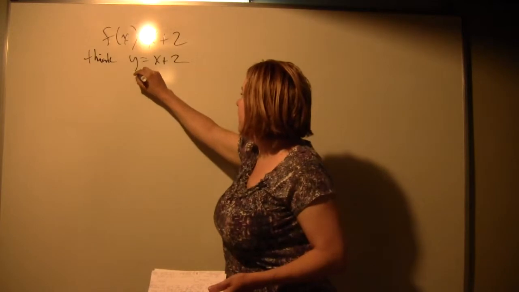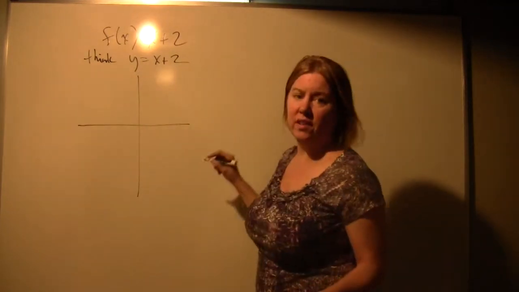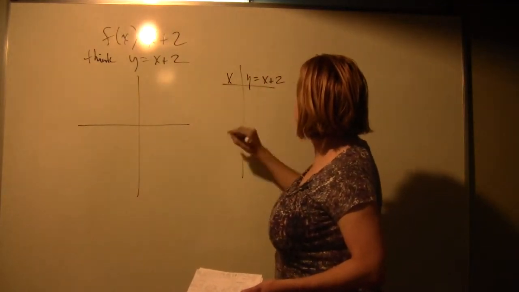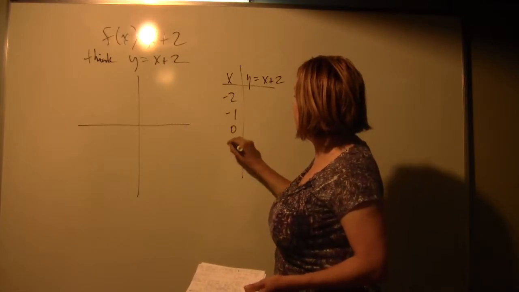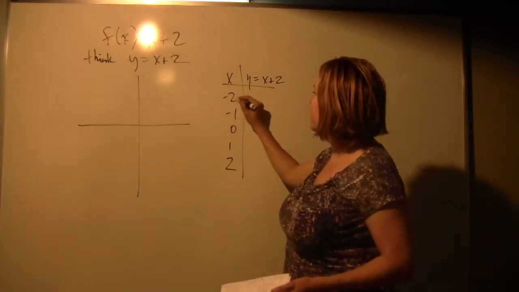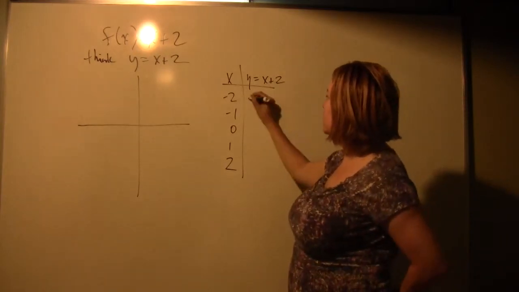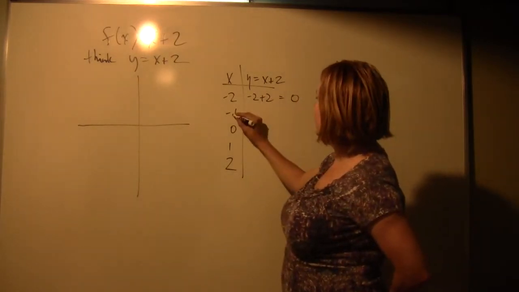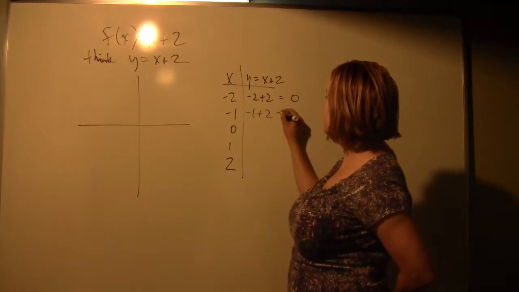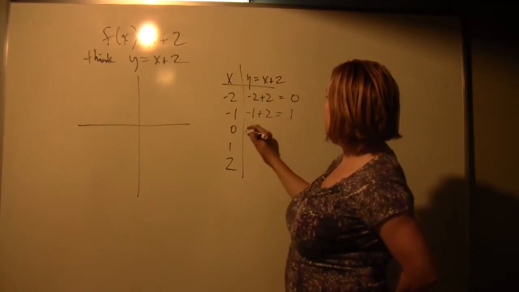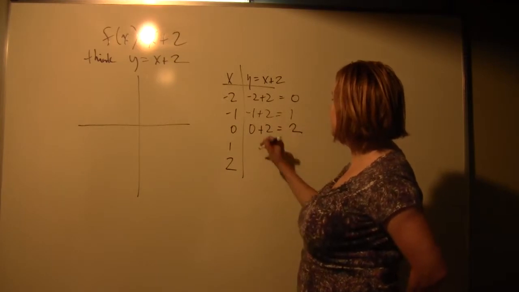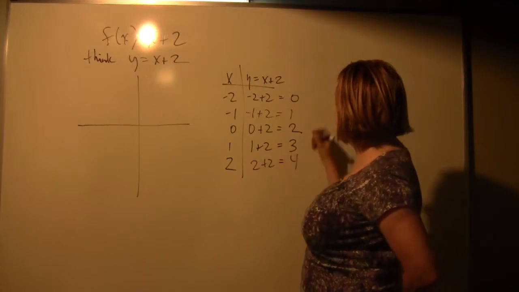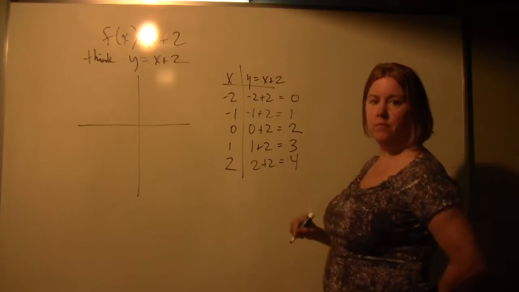Okay, so when you graph a line, we're going to do the t-chart. We're going to have x, and then we're going to have y equals x plus 2. So we're going to do -2, -1, 0, 1, and 2. And we're going to plug in this -2 for this x. So this becomes -2 plus 2, which is 0. Now this x is -1, so you got -1 plus 2 equals 1. And then here you've got 0 plus 2 equals 2, 1 plus 2 equals 3, and 2 plus 2 equals 4. And if you notice, these all go up by 1, okay?